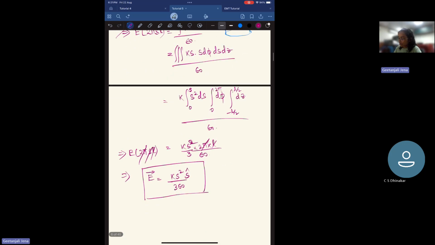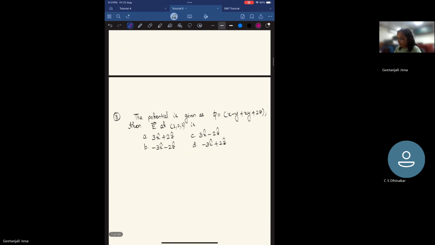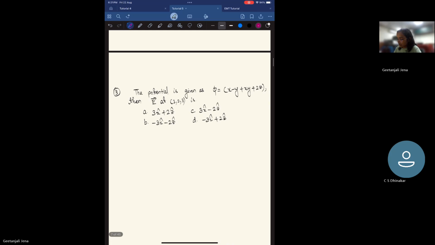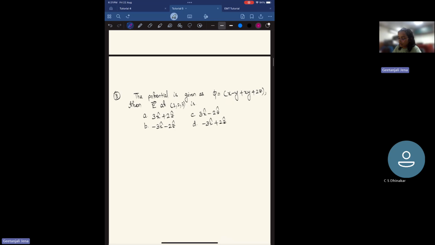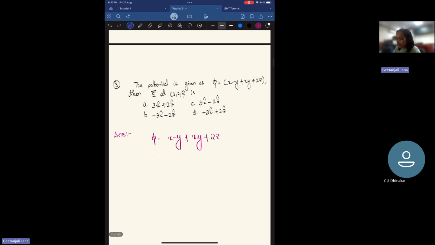Okay, so let us move to our next problem. It's an easier one. Calculate it and let me know the answer. Let me read the question first. There is a potential given as phi is x minus y plus xy plus 2z. The question asks to find the electric field at (1, 2, 3). What is the electric field?